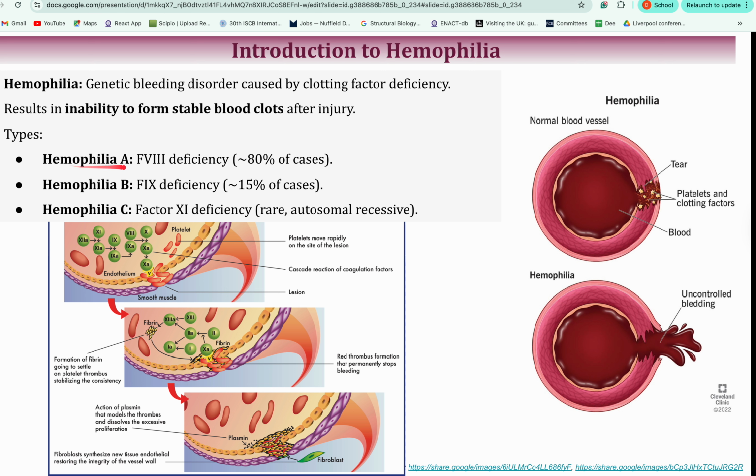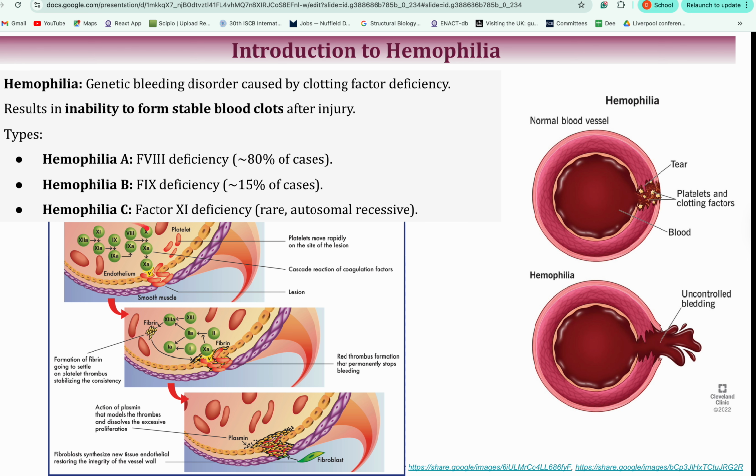In the case of hemophilia A, it happens when there is a deficiency of factor 8. Whereas hemophilia B happens if there is a deficiency of factor 9. And in the case of hemophilia C, it is factor 11 deficiency, which is rare and autosomal recessive. So 80% of the cases happen due to a deficiency of factor 8, which is the clotting factor 8.